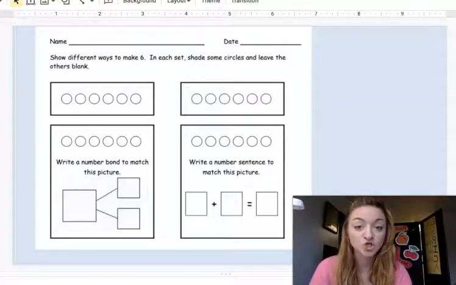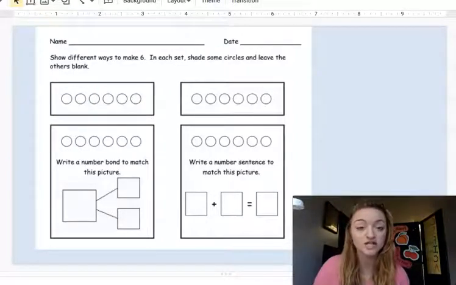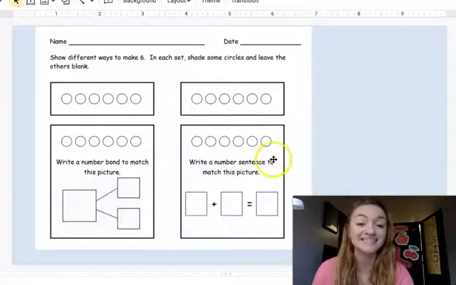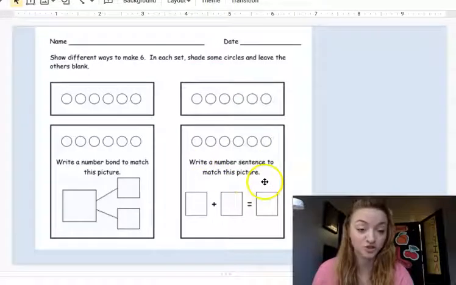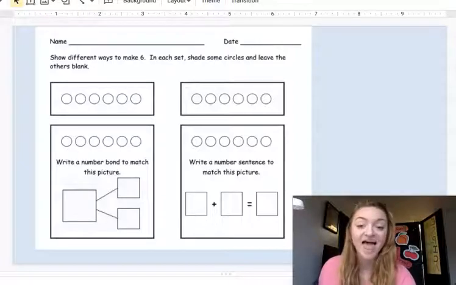It says, show different ways to make 6. In each set, shade some circles and leave the others blank. So on your whiteboard, you're going to color in some of those circles and write a number bond to match the picture you drew. And then you can shade it a different way and write a number sentence to match your new picture, okay? I'm going to give you some space to press pause so that you can copy down your exit ticket and then send a picture of your work to Firefly.